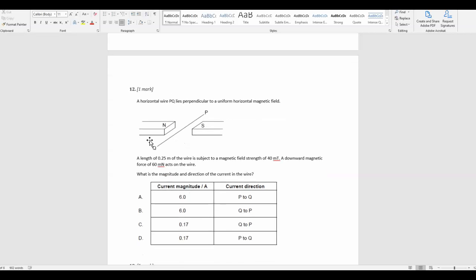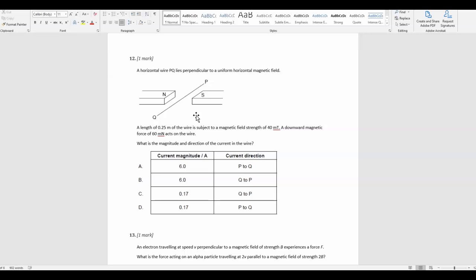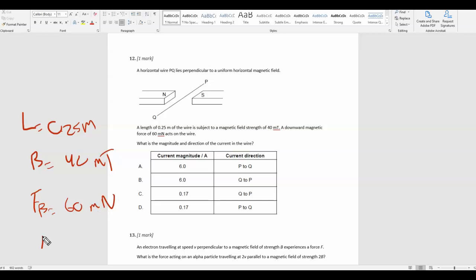Question 12. Horizontal wire PQ lies perpendicular to a uniform magnetic field. This is almost exactly the same as the calculation that we did before, only now we're told the direction of the force, and we're asked about the direction of the current. So we're given L is 0.25 meters. We're given B is 40 millitesla. We're given FB is 60 millinewtons, and we're asked about I.